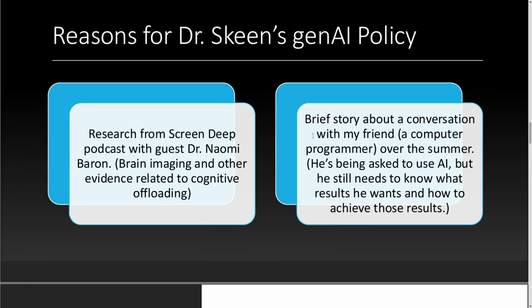At this point, I'm just delivering. I've done review. I've done launch. Now I'm delivering. Here are some reasons for Dr. Skeen's genAI policy, and I've got 2 of them. One is I would like to show them some research from a Screen Deep podcast with guest Dr. Naomi Barron. She presented some stuff about brain imaging and other evidence related to cognitive offloading that shows that when folks use AI to do things, it's a different outcome. You can see it in brains, in EEGs. You can see the difference in the brain activity with AI, in terms of engagement.